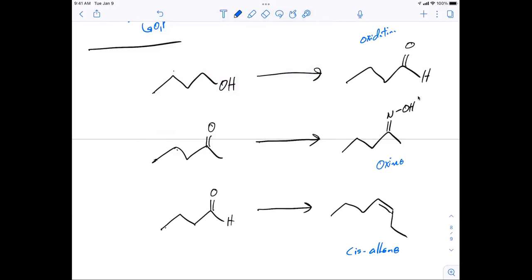Okay, let's take a look. Whenever you're doing these reactions, it's always good to do several things. One is to think about what's happening. In this first one, we have an oxidation. In the second one, we've replaced the oxygen with the nitrogen, going from a ketone to an oxime. In the last one, we've got an aldehyde and we're going to a cis alkene. So think about what's happening in each of these cases.